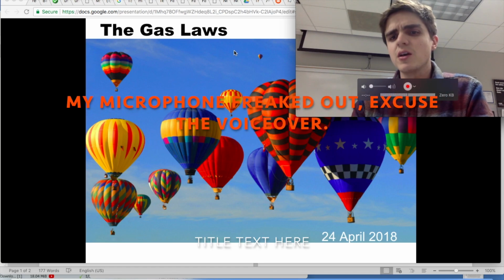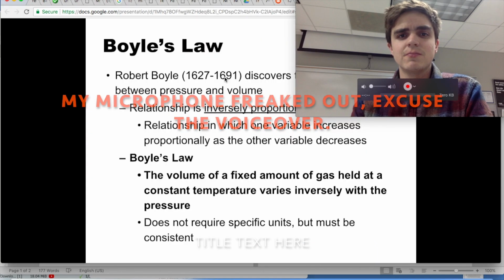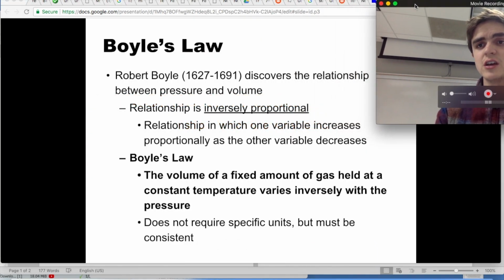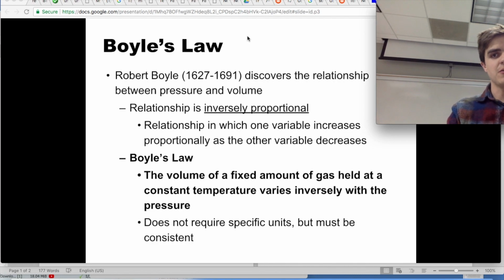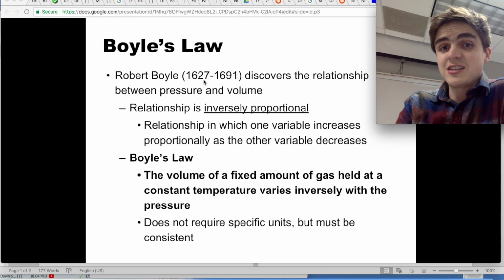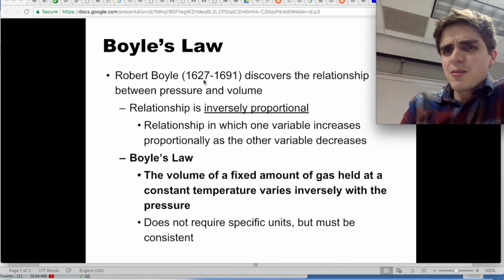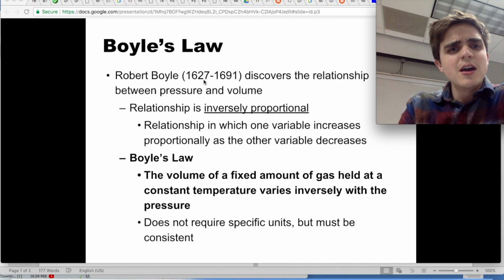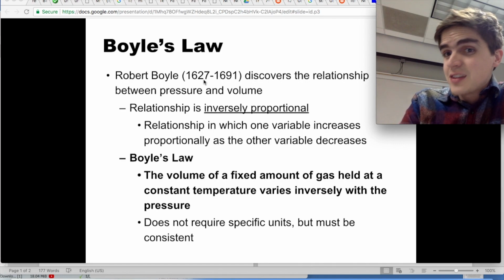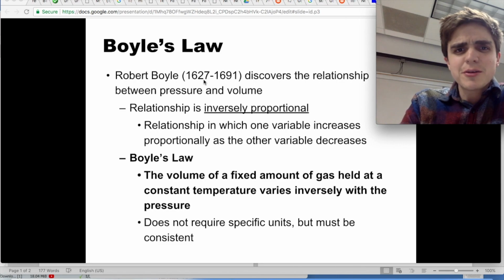Now, I want to talk first about Boyle's Law. Boyle's Law is something that came from a long time ago, before the United States. So this is something we've actually known about as a species for a very long time. And Boyle's Law is about pressure and volume. It makes perfect sense. They're inversely proportional. I'll talk about that for a moment.